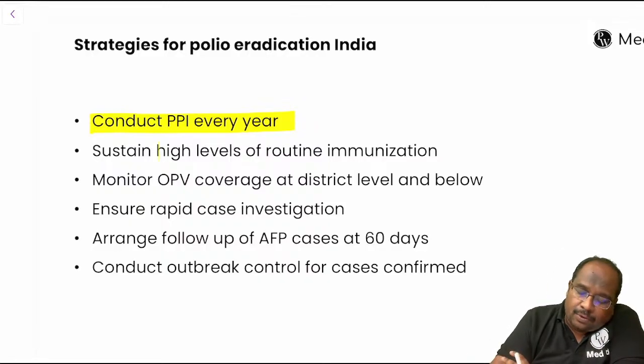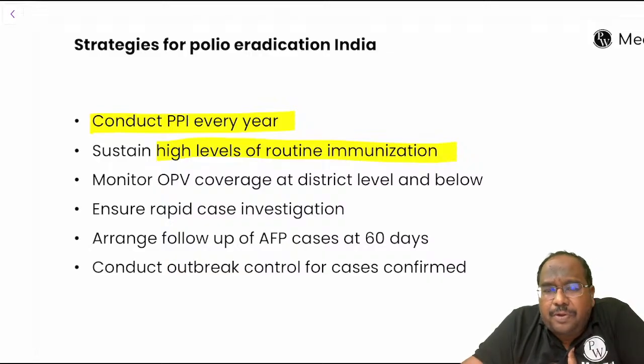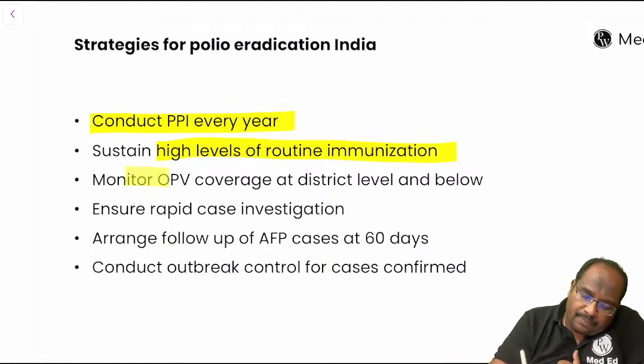High levels of routine immunization we have to maintain. So what is the age group we will provide? We provide OPV at birth, and at 6 weeks, 10 weeks, 14 weeks we are providing OPV. Fine. Monitor the OPV coverage.